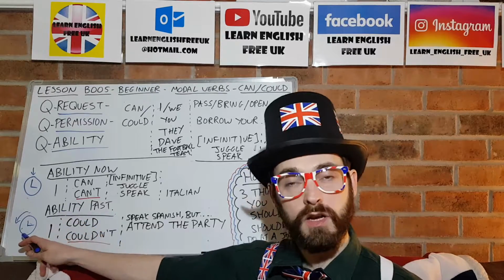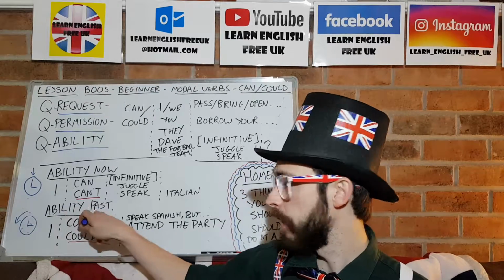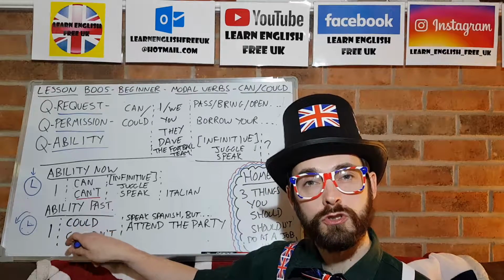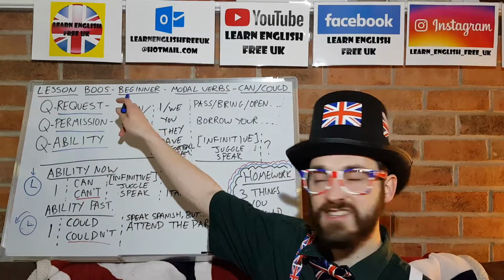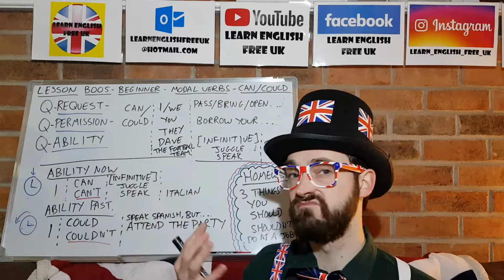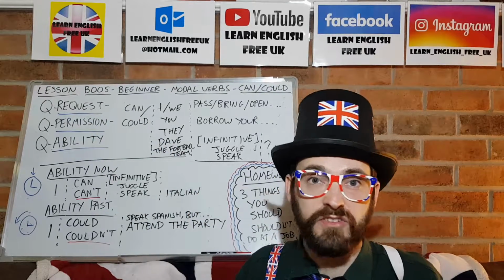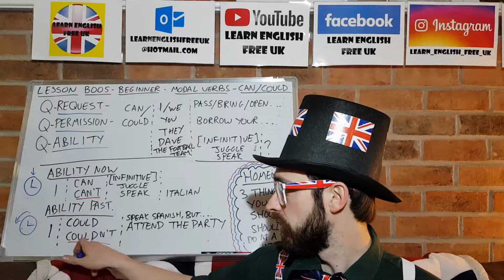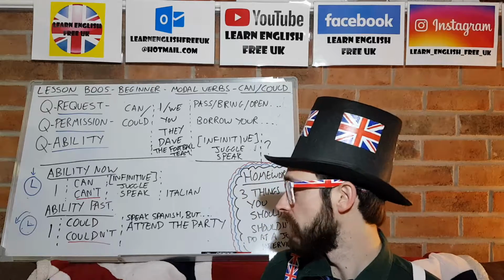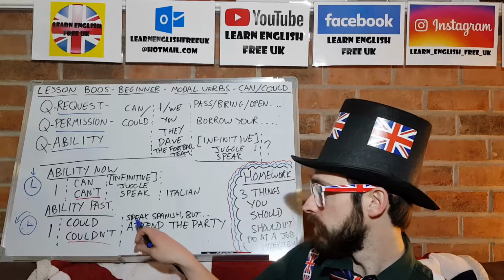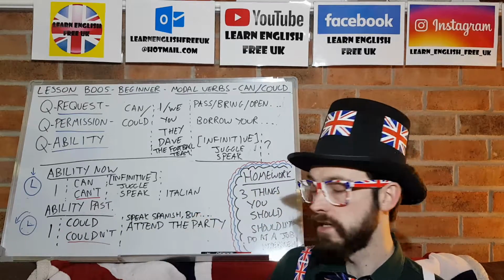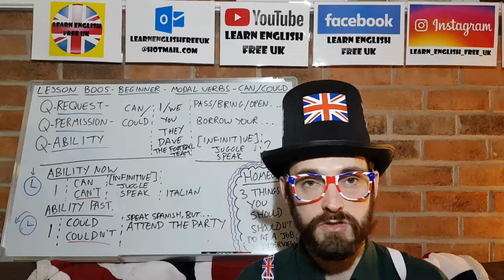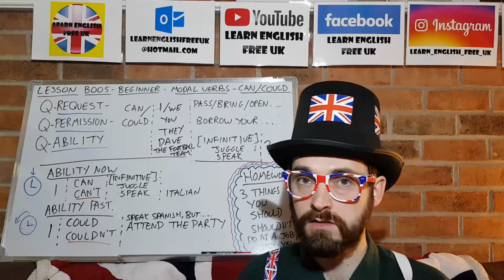And in this one I put a clock with a backward arrow for the past. And this is where you would use could or couldn't. So up here I said can and could, very similar. There's no big difference. Here, if you're talking about ability, the could is strictly for the past. So I could speak Spanish, but I didn't practice enough. Something I used to be able to do in the past, but can't anymore.